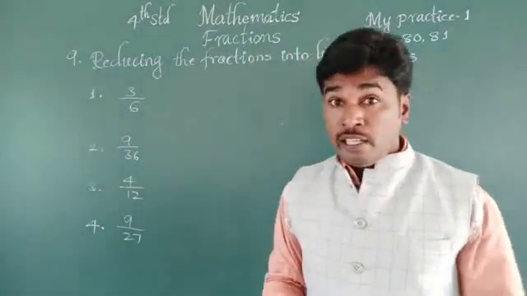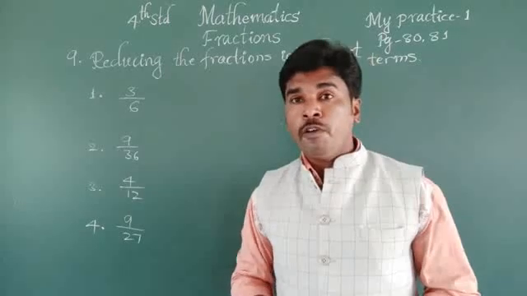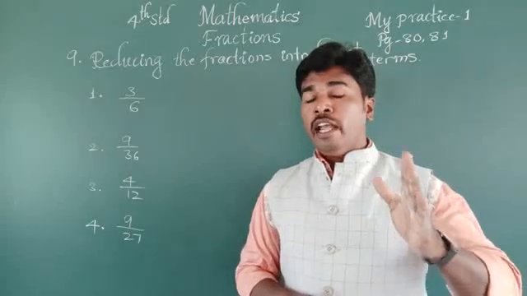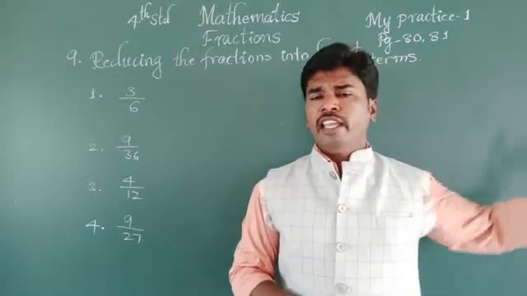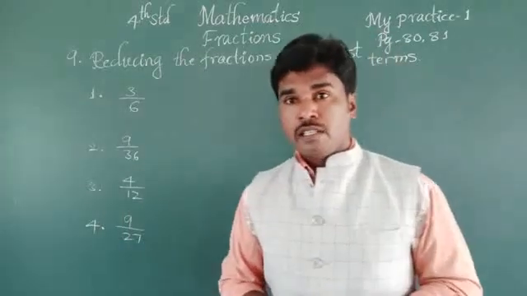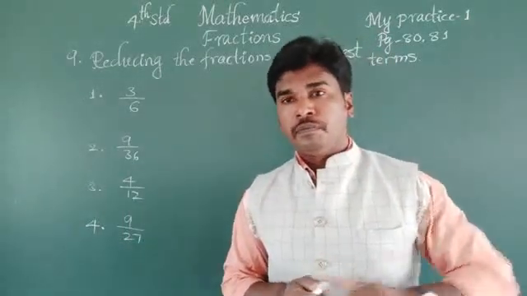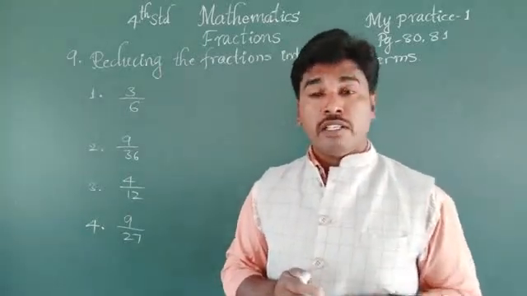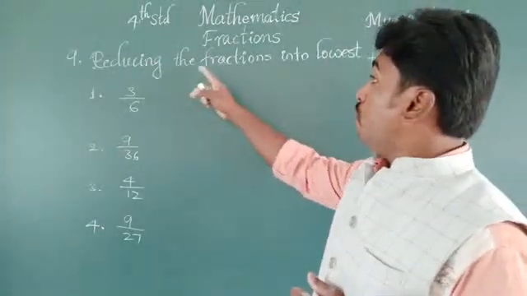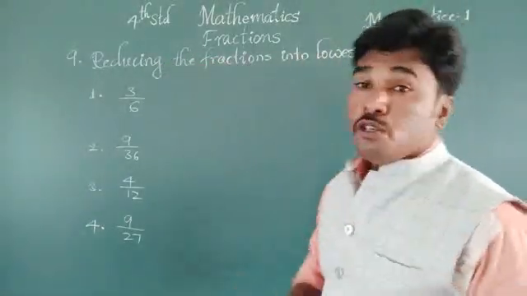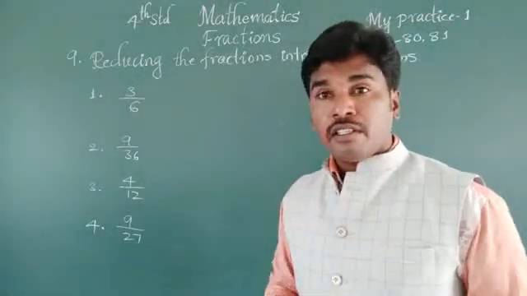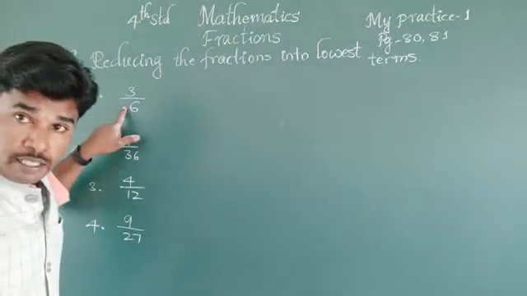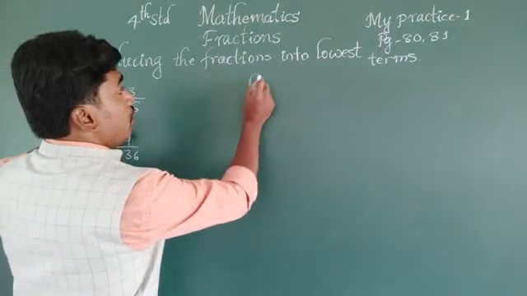In the last chapter, I explained about multiples and factors. Multiples are what you get if you multiply any number with 1, 2, 3, 4, 5, 6 and so on. Factors are the numbers that divide the given number exactly. To reduce fractions into the lowest term, you use factors. Observe here 3 and 6: the numerator is 3 and the denominator is 6. So write the factors.